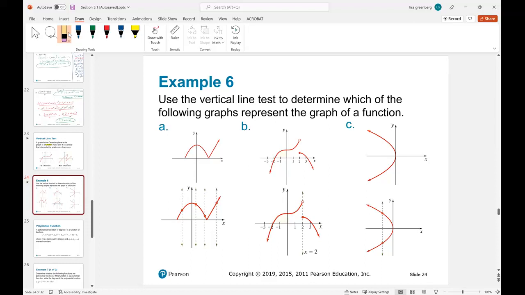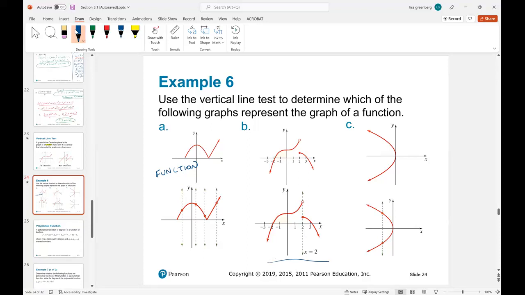So if we look at A, B, and C, well, underneath it, they've drawn vertical lines, and we can see that A is a function because there's no vertical line that passes through more than one point. And for B, this is also a function. And the reason they're telling you to look at x equals 2 underneath here is because it's a function till I get to that place where it splits, and then it's a function after.